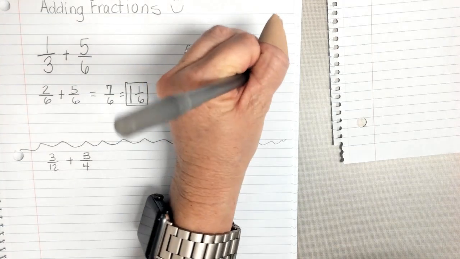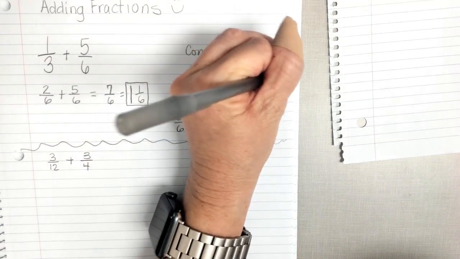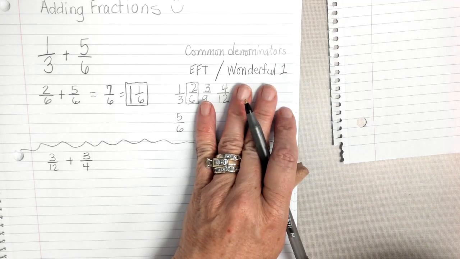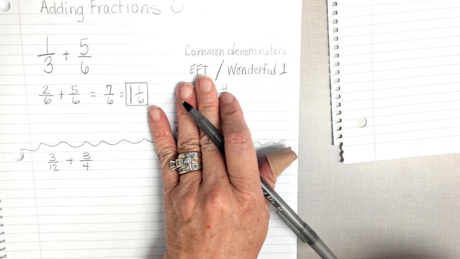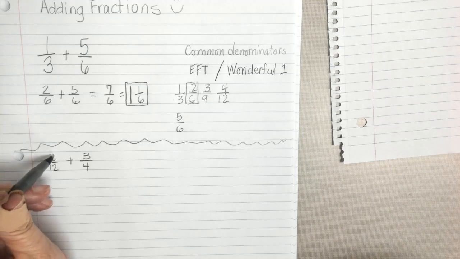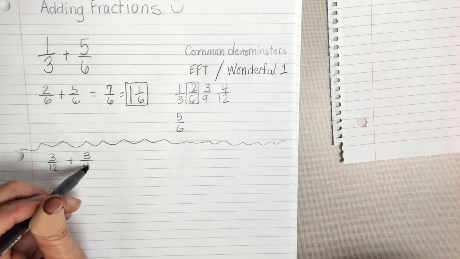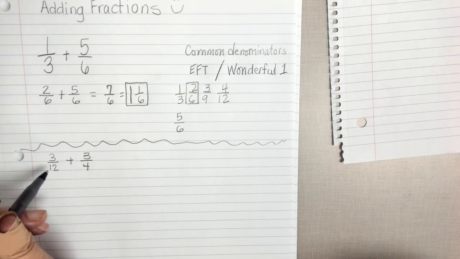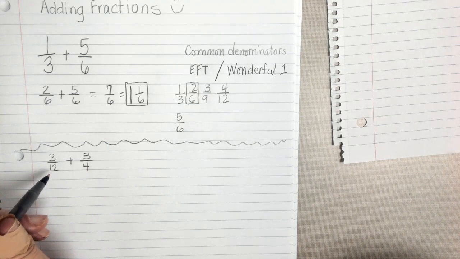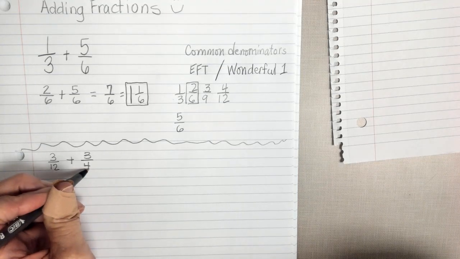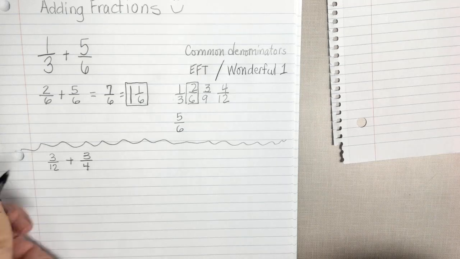Boys and girls, what I want you to do is I want you to do what is comfortable to you. If you prefer to do wonderful 1, that is perfect. But if you are not there yet, then you need to just stick with what you know, which is an EFT. Okay? All right. So when I'm looking at 3/12 plus 3/4, I have to think to myself, can I get the number 4 to the number 12? That's really what I want to be thinking. And to make a friendly number 1, I have to think about, well, how many groups of 4 would get me to 12? That's right.